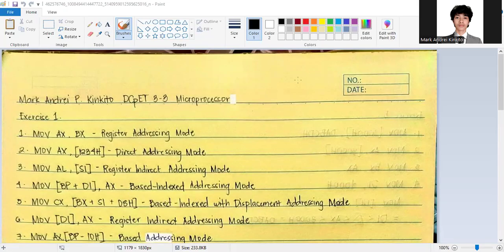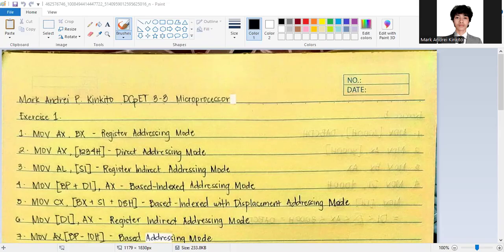So, hello everyone. This is my solution for the addressing mode assessment.